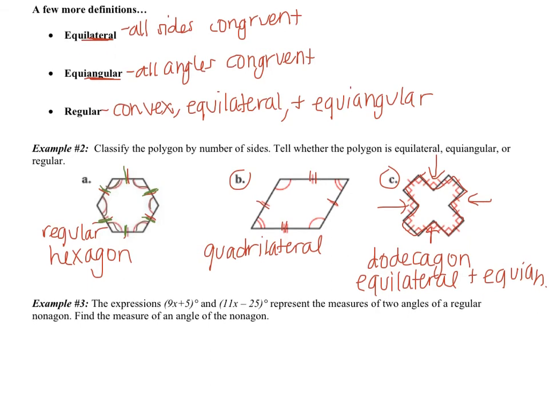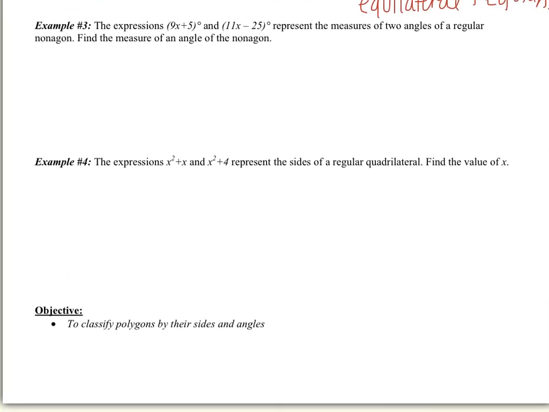We have 2 more examples to do and then we are finished. So example 3, it says the expressions 9x plus 5 and 11x minus 25 represent the measures of 2 angles of a regular nonagon. Find the measure of one of the angles. What's really important is that we are told this is a regular nonagon. So regular means it's convex, it's equilateral, and then most importantly in this case is that it's equiangular. So the angles are congruent.